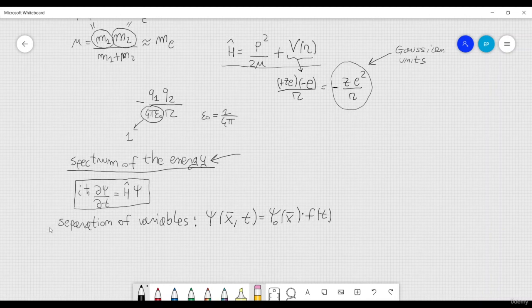So this is what we have to do. This is the starting point. It has to be the starting point. So that's why we have to start from the Schrödinger equation. And we have to substitute this expression into the Schrödinger equation. And I will start doing the derivation in the next video.